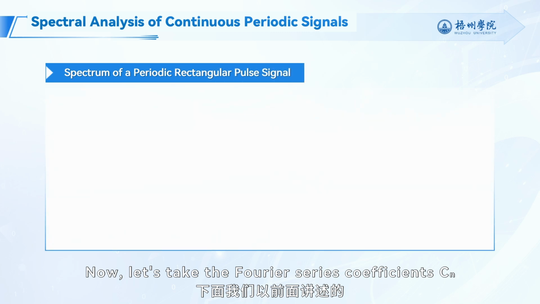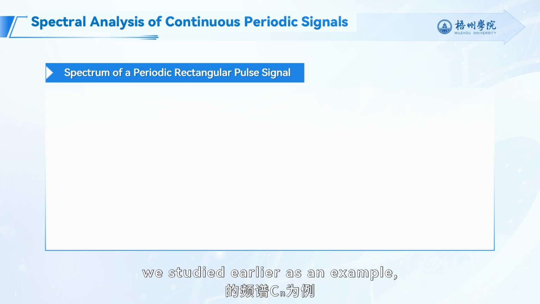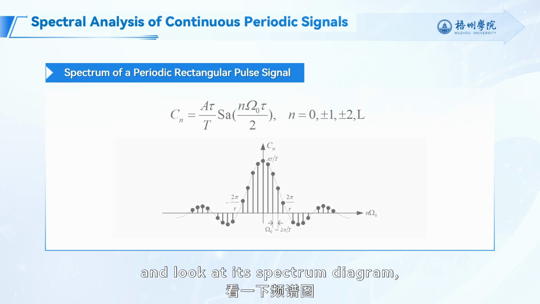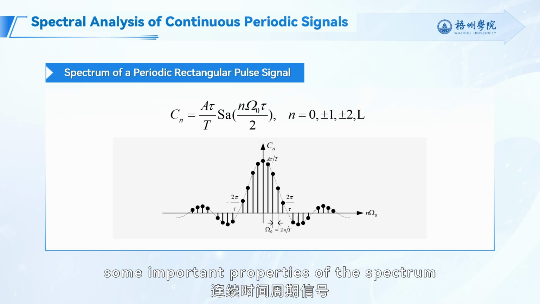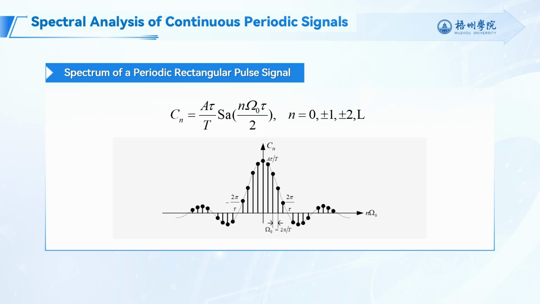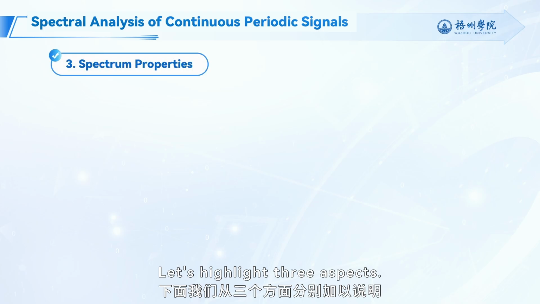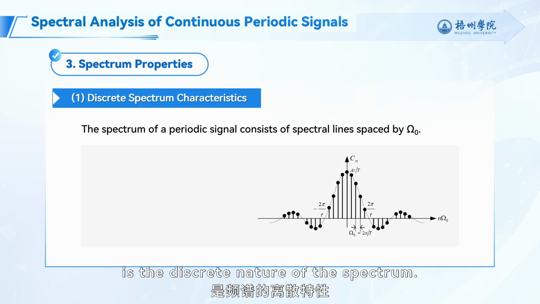Now, let's take the Fourier series coefficient Cn of the periodic rectangular pulse signal we studied earlier as an example, and look at its spectrum diagram, as shown in the diagram. From the diagram, we can observe some important properties of the spectrum of continuous time periodic signals. Let's highlight 3 aspects. The first property is the discrete nature of the spectrum.